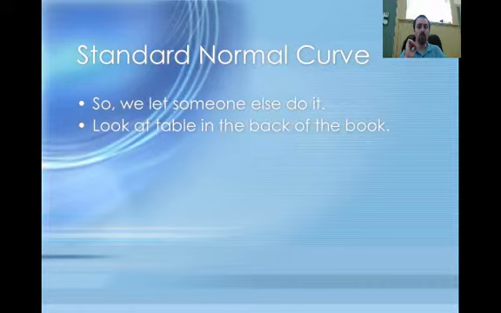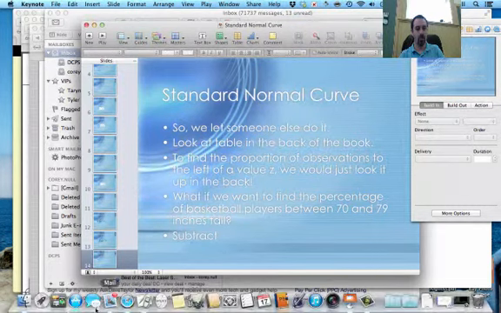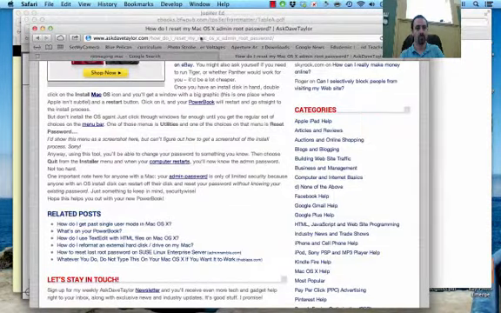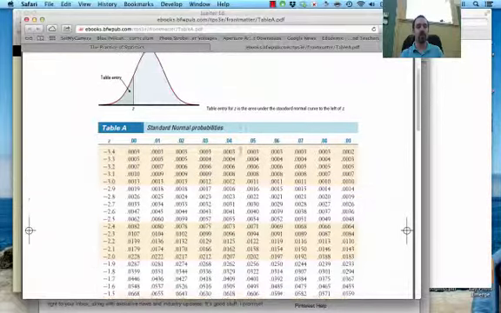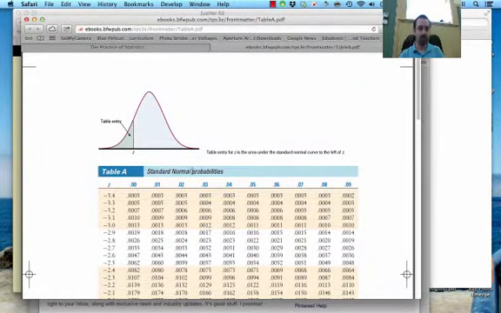So right now I'd like you to take a look at your textbook. I believe the table is in the front of the book, and I'm going to pull it up on the computer here. There it is. This is the table you should see in your book, Table A.